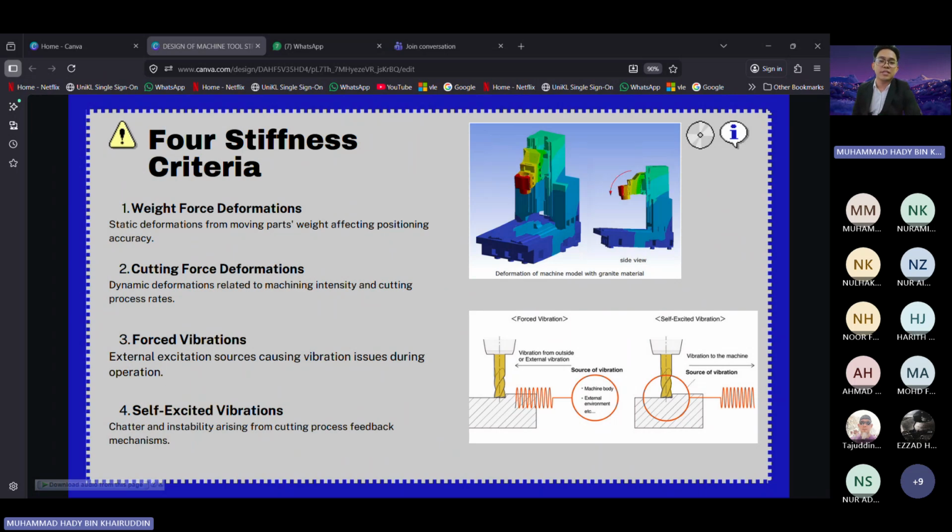And as you can see, this image shows finite element analysis, or what we call FEA simulation. They visually demonstrate how the heavy weight of machine components and high pressure of the cutting tool can cause structure bending or deflection that affects precision.